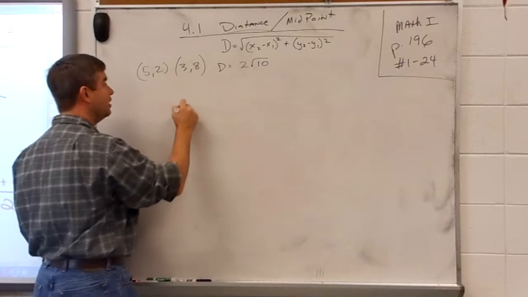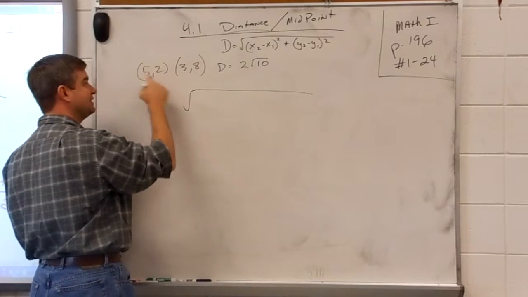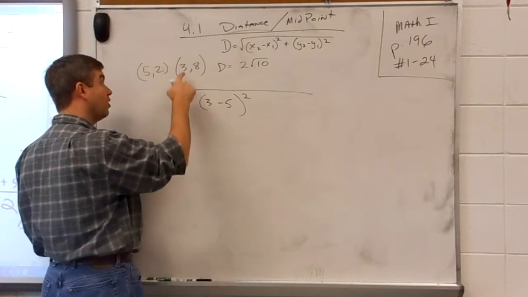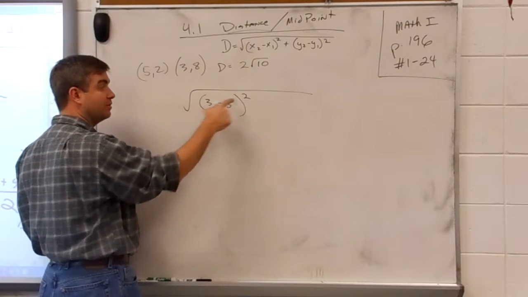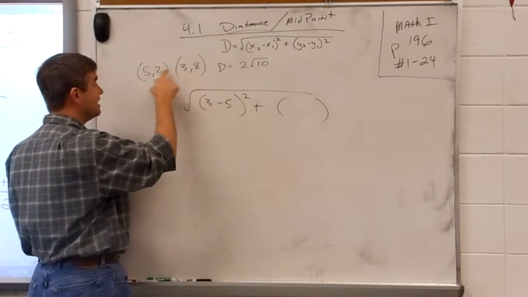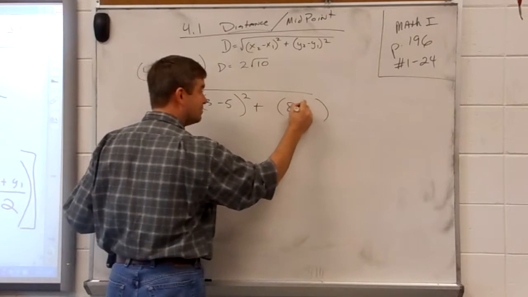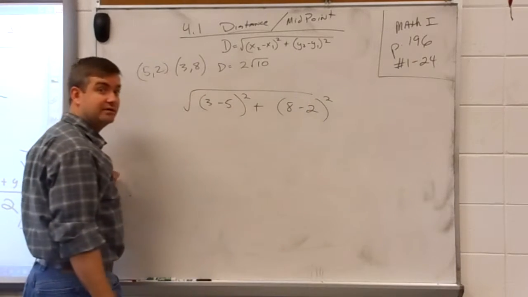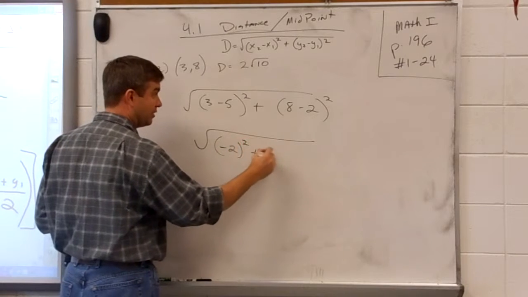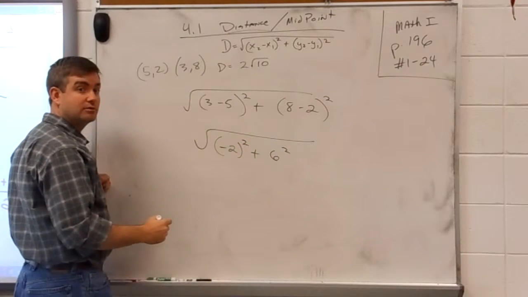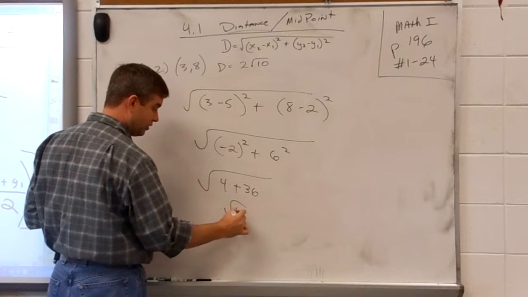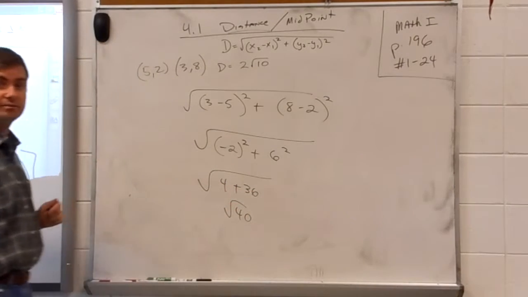All right, let's do them by hand. The square root of that number minus that number in parentheses, 3 minus 5 squared. Right? It'll always be that number minus that number squared. Plus always goes in the middle, right? And then I say that number minus that number. So I got 8 minus 2, and I got squared on the outside. So this is going to be the square root of negative 2 squared plus 6 squared. Right? So this works out to be 4 plus 36, or square root 40. Just like our other example.